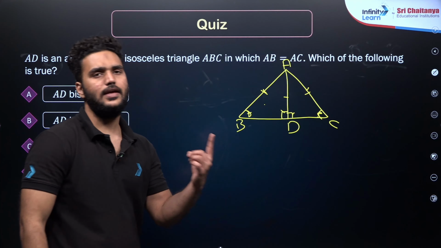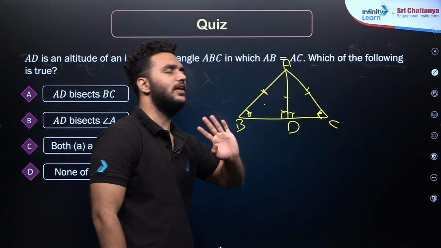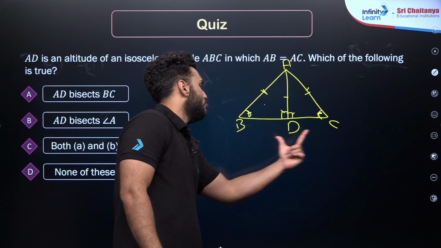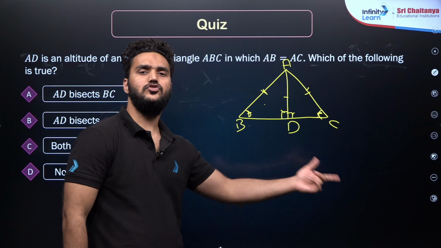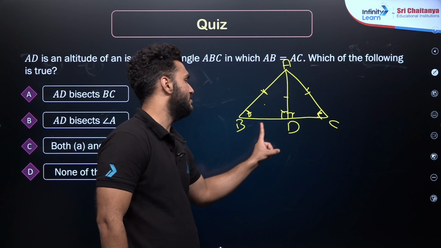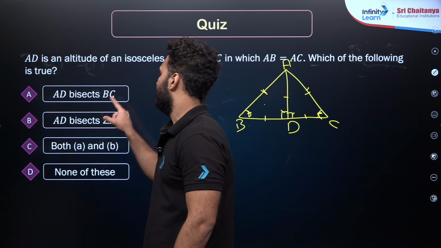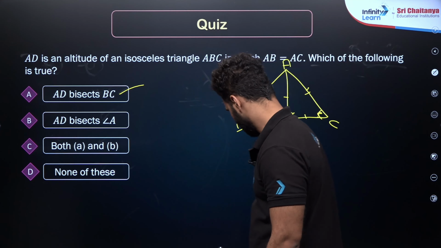So using AAS, you can prove that this triangle and this triangle are congruent. Then BD should be equal to DC. It means, sir, this AD is bisecting this line BC into two equal parts. Okay, AD bisects BC. This is right.